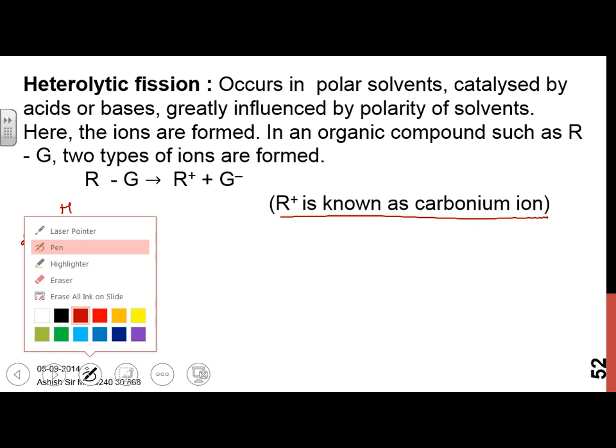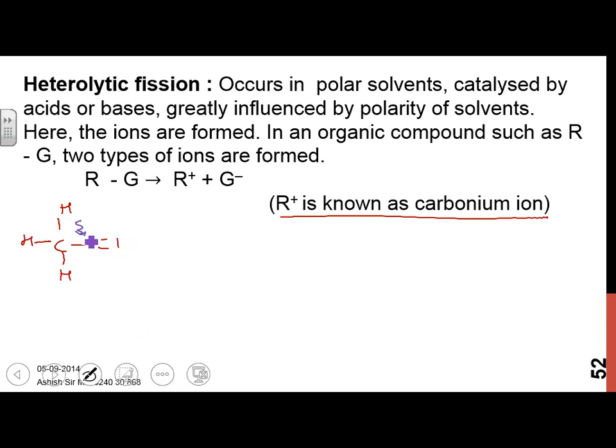Due to some reason, this bond, which is partially negative and partially positive, is polar. We know this. When this polar bond is broken, chlorine takes up the electron pair and carbon is depleted of the electron pair. Chlorine has an extra electron pair, so we are getting an anion and we are getting a cation. Is that understood? Are you following me?